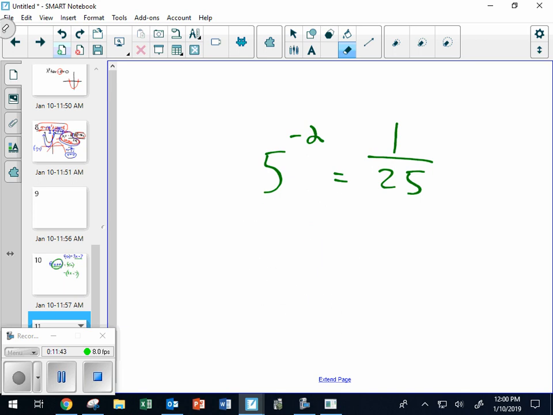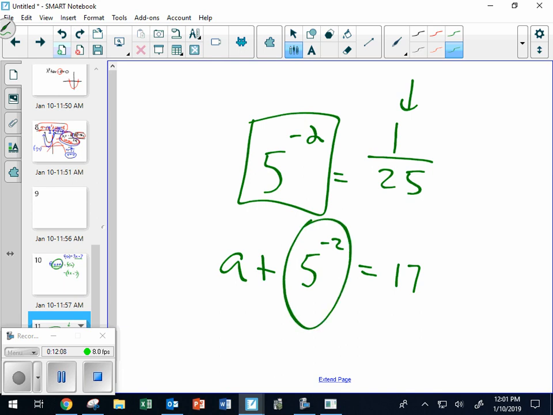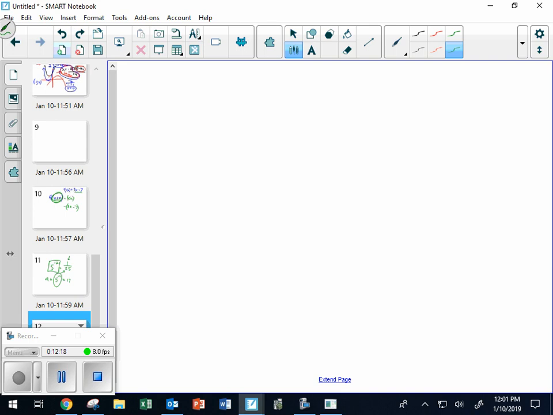See what I mean? So this gives you a fraction in your equation, and then you want to clear that fraction. All right, I think you're getting it now. So if you had this in an equation, if I had a plus 5 to the negative 2 equals 17, this is really a fraction, so you should multiply everything by 25. Because that's really this, and then 25 will clear the fraction. Okay, enough about that.